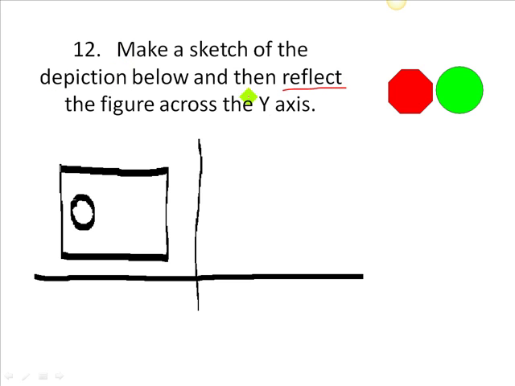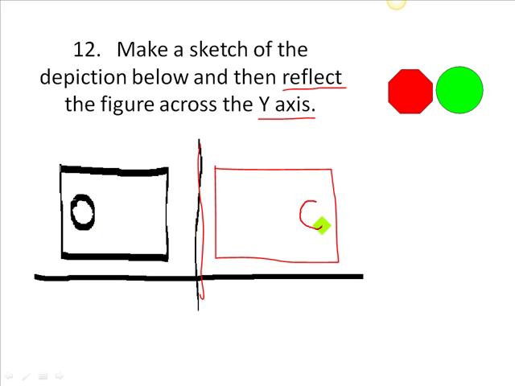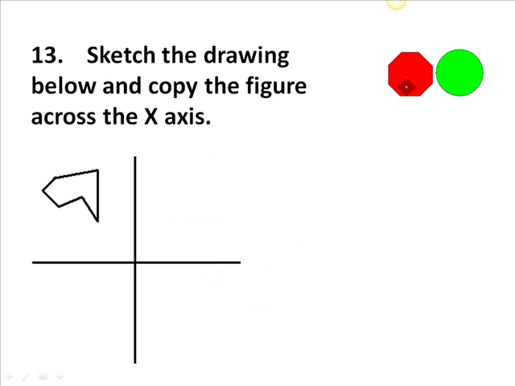There's the key word. Reflect it across the y-axis. That's another key thing there. This is my y-axis, and I want to reflect it. So I would come in and make a sketch that looks something about like that. And since I'm reflecting it, the circle would be over here because it's as if there was a mirror right here. Number 13. Click on the stop sign.